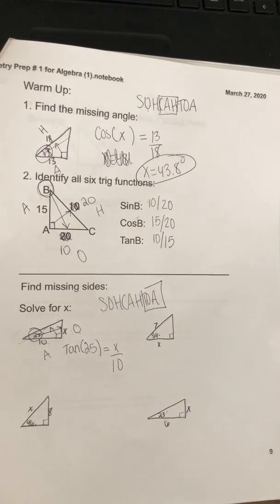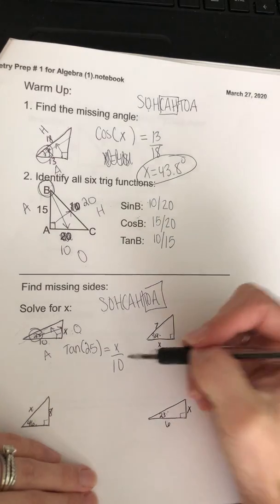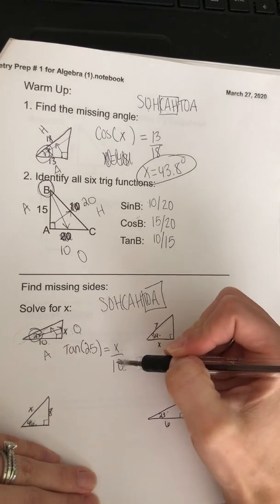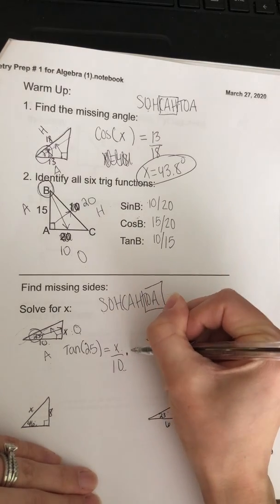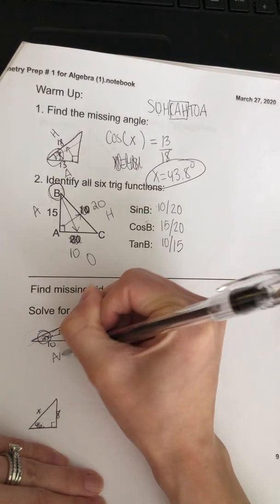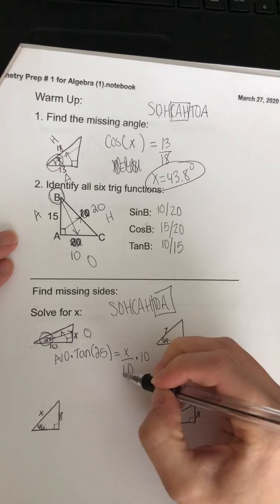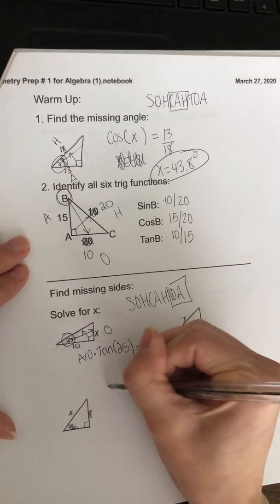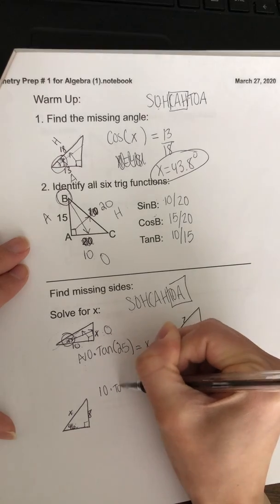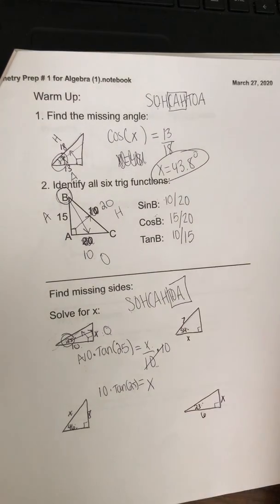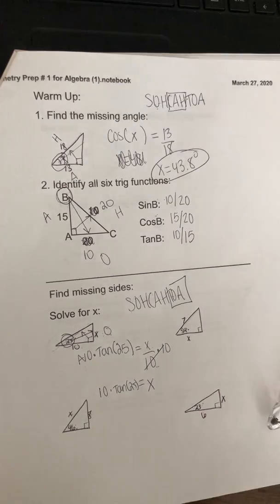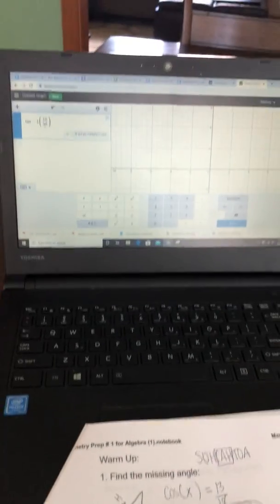Now, I can't just put this straight into Desmos yet because X isn't by itself. I have this 10 down here, so I have to get rid of this to the other side. Since 10 is being divided, I want to do the opposite of that, which means multiply it to both sides. So that way it cancels out. So on your left-hand side, you have 10 times tangent of 25 equals X. Now that X is by itself, you're going to put that right into your calculator on Desmos.